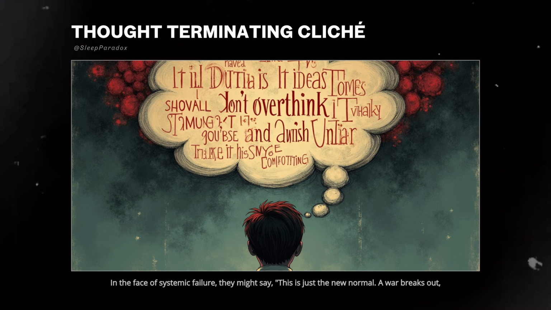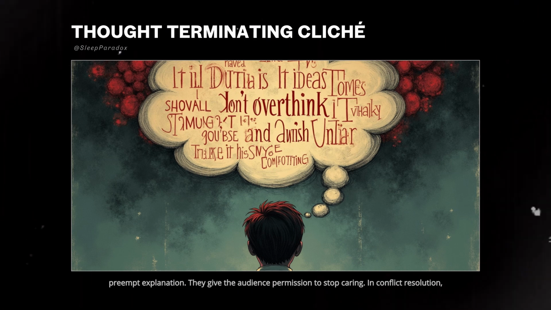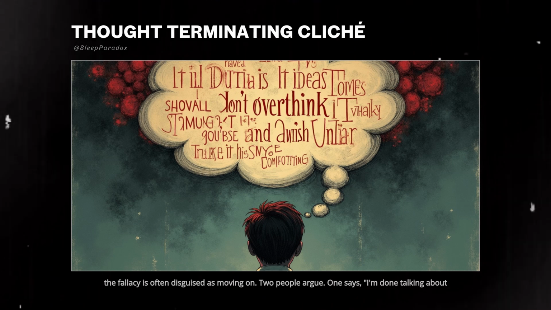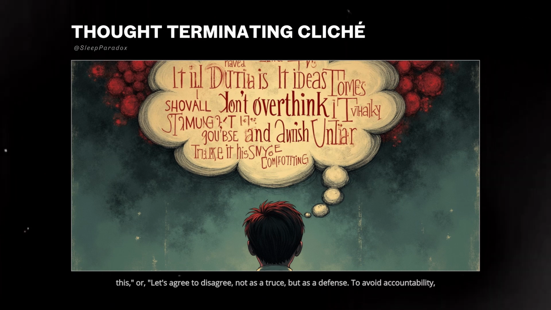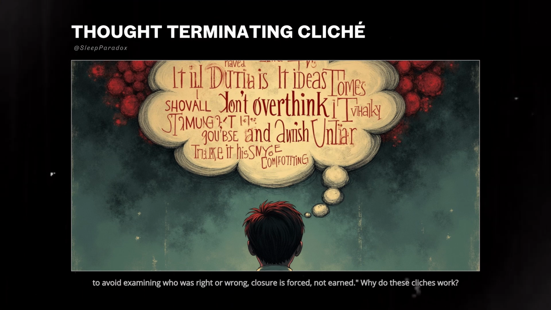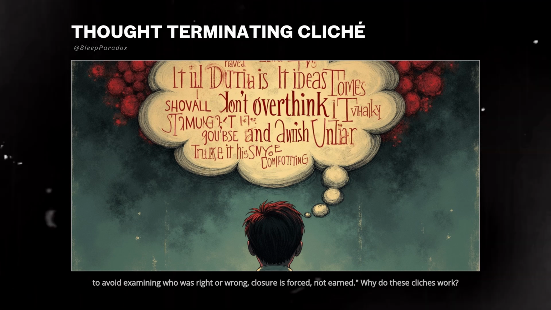A war breaks out, and pundits declare, "That region has always been unstable." These statements don't explain. They preempt explanation. They give the audience permission to stop caring. In conflict resolution, the fallacy is often disguised as moving on. Two people argue. One says, "I'm done talking about this," or "Let's agree to disagree," not as a truce, but as a defense, to avoid accountability, to avoid examining who was right or wrong. Closure is forced, not earned.